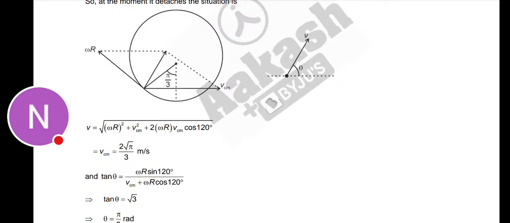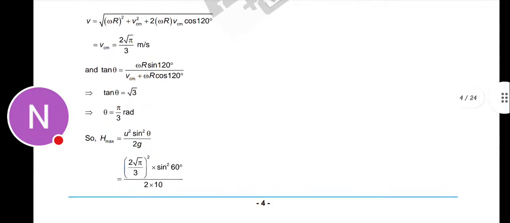So at the moment it detaches, the speed is v equal to the square root of (ωR)² plus (v center)² plus 2ωR·v center cos 120 degrees. So v center is equal to 2√π/3 meter per second, and tan θ is equal to ωR sin 120 divided by (v center plus ωR cos 120). So tan θ value is equal to √3, so θ is equal to π/3 radians.